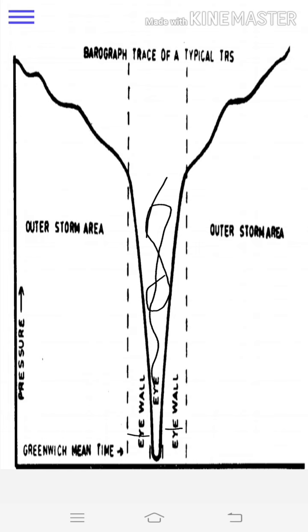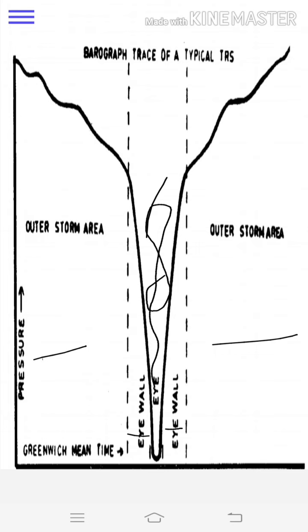And there is also what is known as the outer storm area. This is the area surrounding the eye wall, having a diameter between 50 miles and up to 800 miles, the average being about 500 miles. The winds in this region are strong, about force 4 to 6 or 7, and the pressure gradient is much less than in the eye wall.